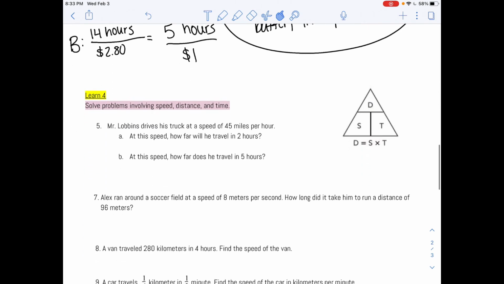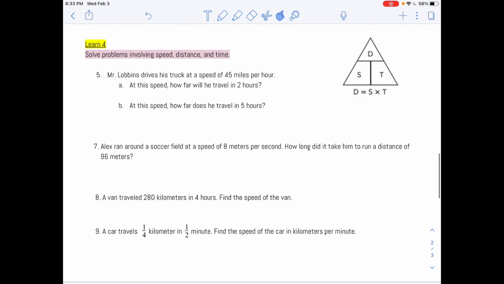Moving on to our next learn, now we're incorporating speed, distance, and time using unit rates and rates given to us. So in problem 5, Mr. Lobbins drives his truck at a speed of 45 miles per hour. In part A, at this speed, how far will he travel in 2 hours? So over here to the side, this triangle is going to be super helpful in deciding whether we're going to multiply or divide. So given the speed and given the time, we're trying to solve for distance.